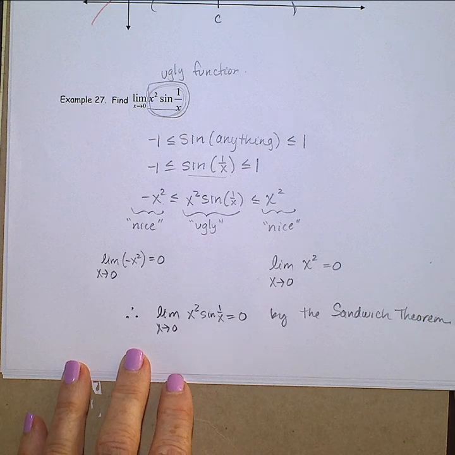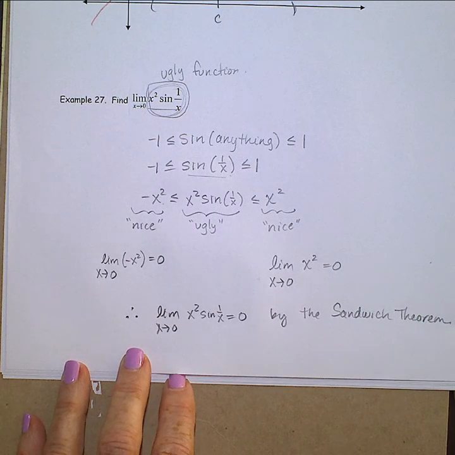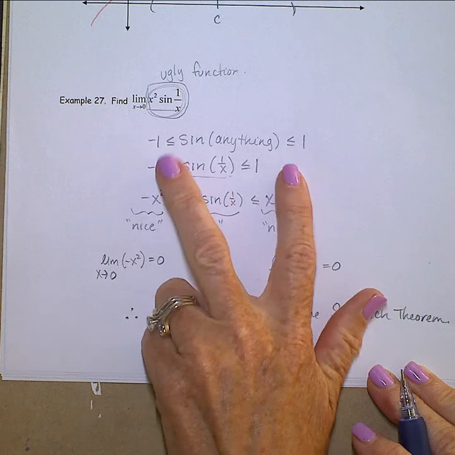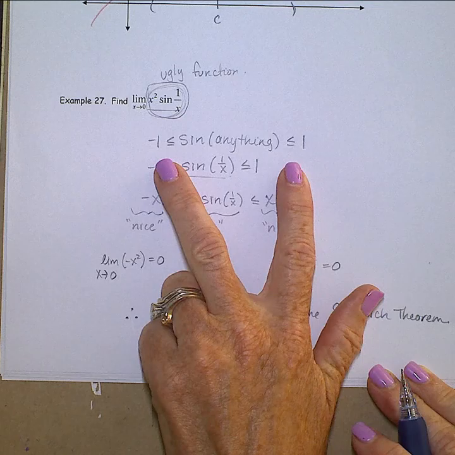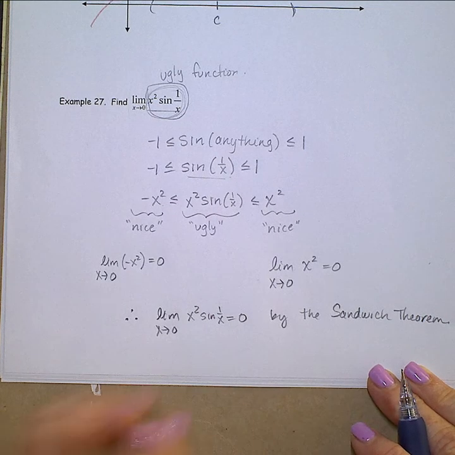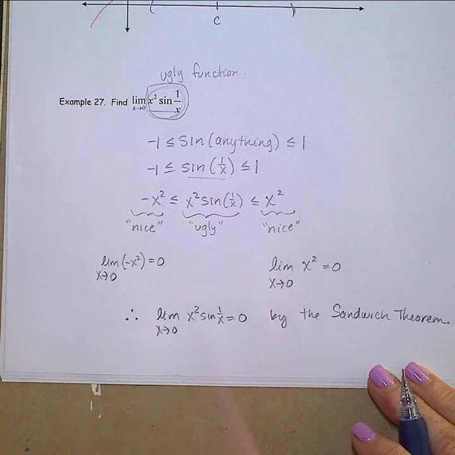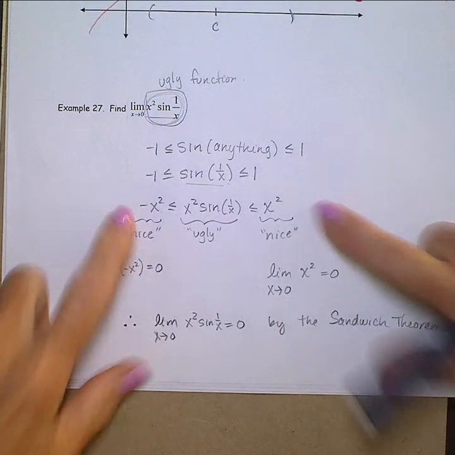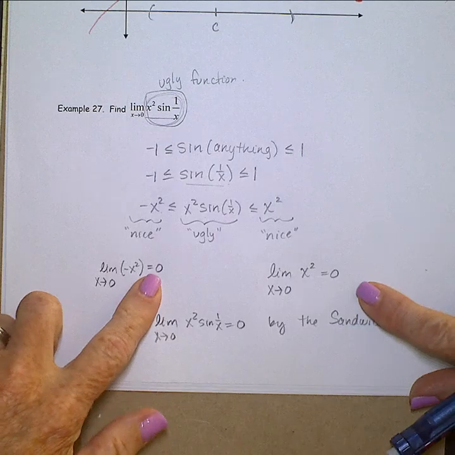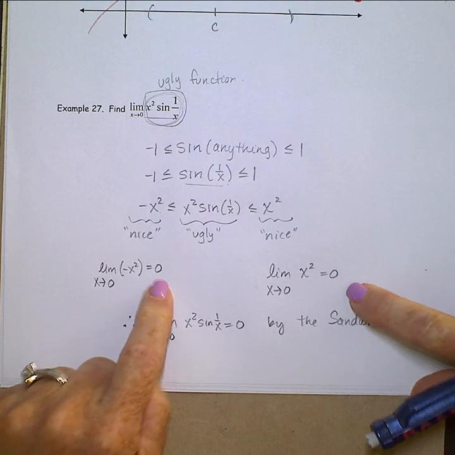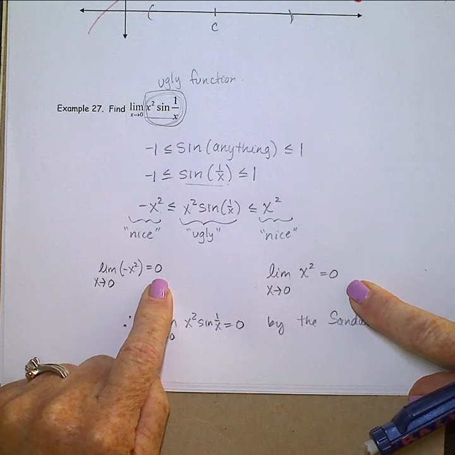Okay? You pretty much have to start off with a trig function, and you're going to start it off between -1 and 1. It's going to be a sine or a cosine. And then you're going to do some mathematical procedures to generate that ugly function. And then you're going to get down to two nice ones. These two nice ones have to have the same limit. If they don't, you did something wrong. They have to come up this way. Does that make sense?